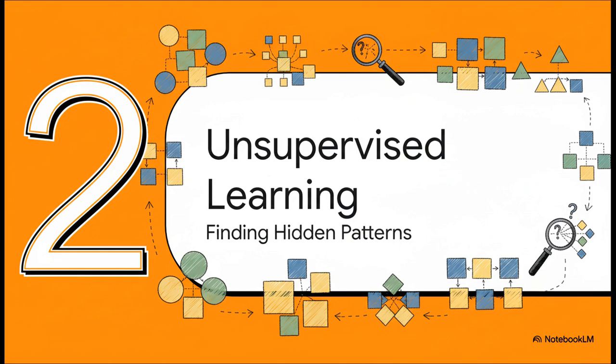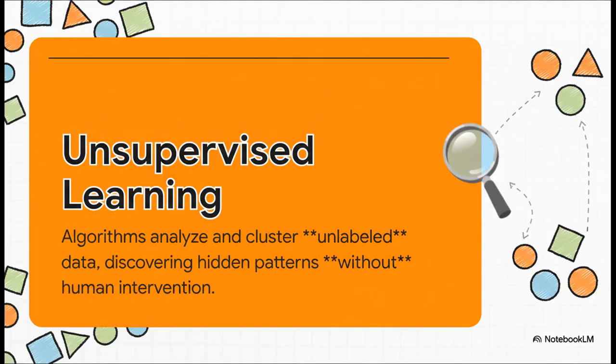So, that was the teacher, learning from a nice, neat answer key. Now let's switch gears and meet the explorer, unsupervised learning. And its goal isn't to be right. Its goal is discovery. The biggest difference here, and this is really important, is that unsupervised learning works with unlabeled data. There is no answer key. The machine just gets a massive amount of information and is basically told, go find something interesting in there. It has to find structures and patterns all on its own.